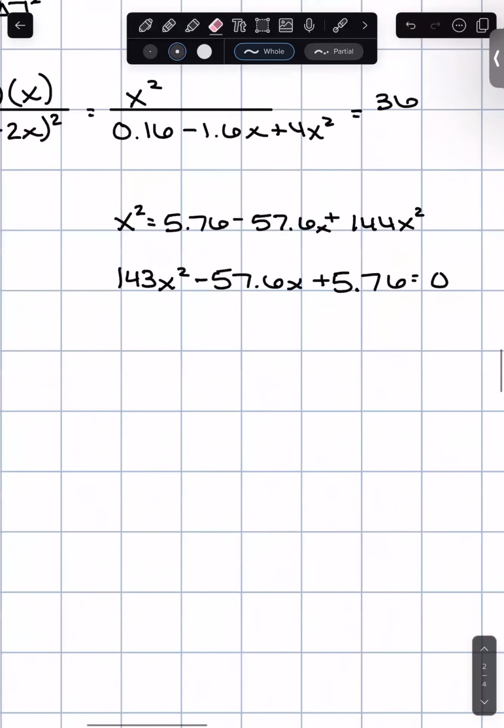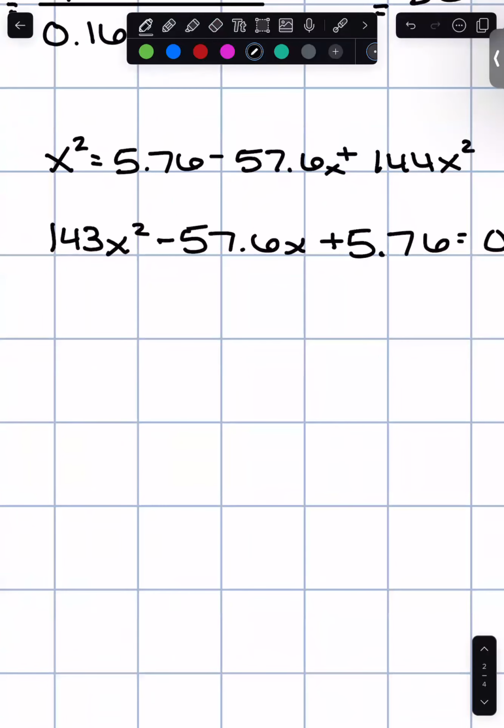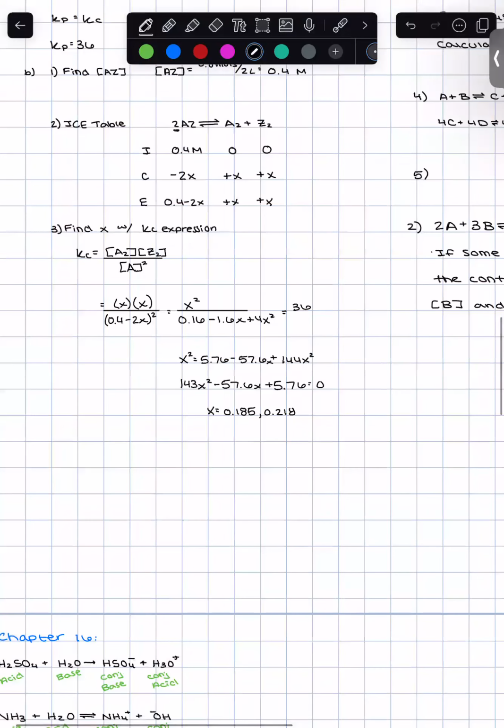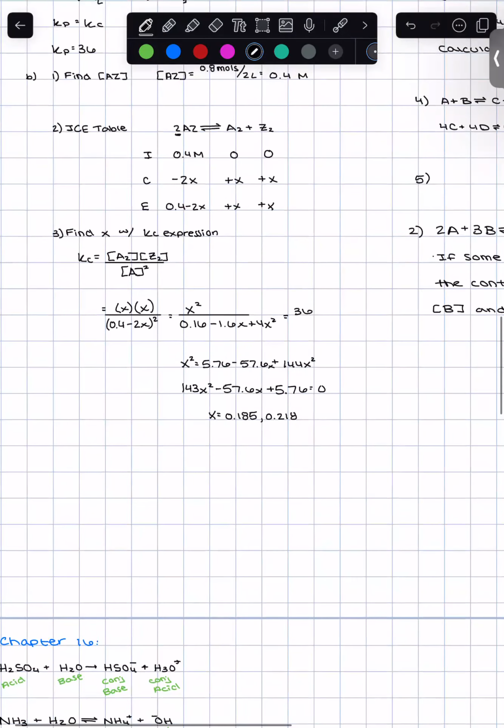All right, and if you do that, you will get two possible values, 0.185 and 0.218. So can one of you please tell me why one of these is wrong?